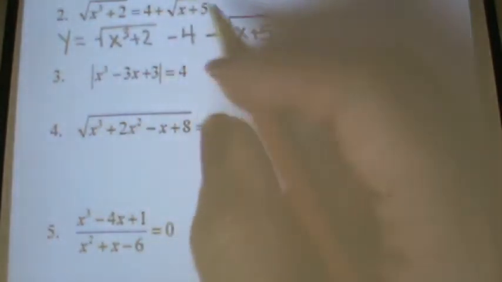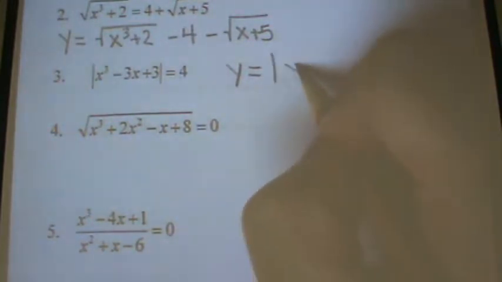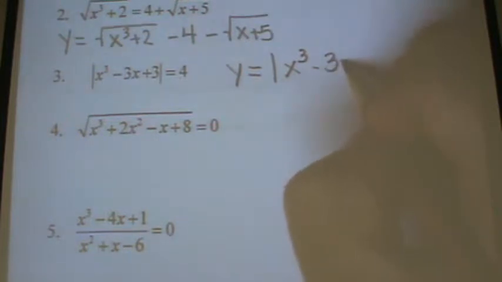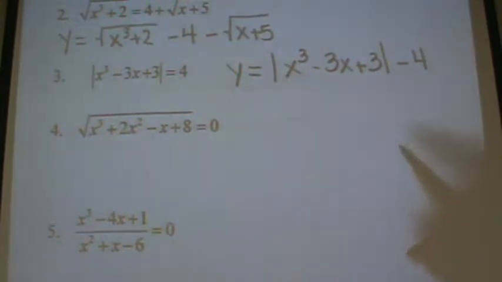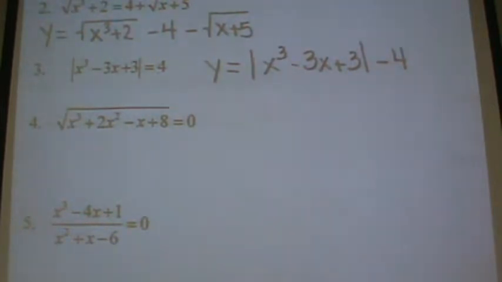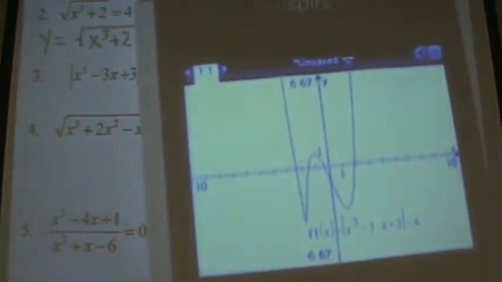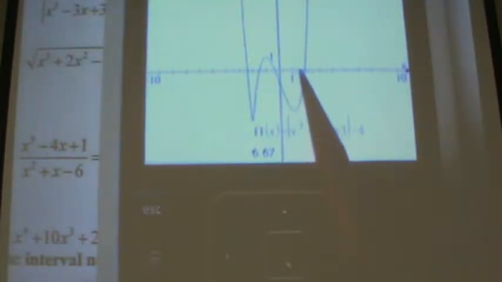How would you type this one in your calculator? Y equals what? Absolute value. And whatever calculator you're using, make sure you know how to get the absolute value. Now notice how I brought the 4 over. Okay, so Jeremy typed it in for me, and this is the picture he got. So now, how many answers are there? How many? 4. How are you going to find them?